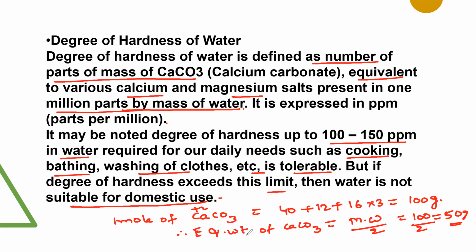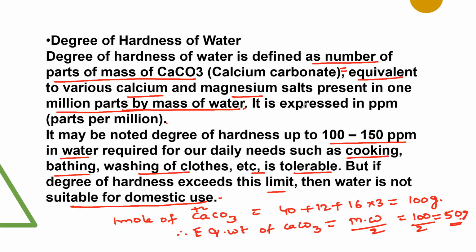So 1 mole of calcium carbonate is 100 grams, and the equivalent weight of calcium carbonate is 50 grams. So degree of hardness of water is nothing but the number of parts by mass of calcium carbonate present in 1 million parts by mass of water. It is simply called the hardness of water, and this number of parts of calcium carbonate should be equivalent to various calcium and magnesium salts. What are the salts present in 1 million parts of water?